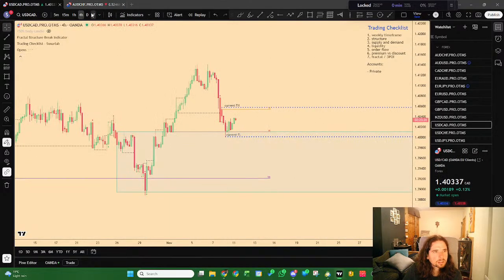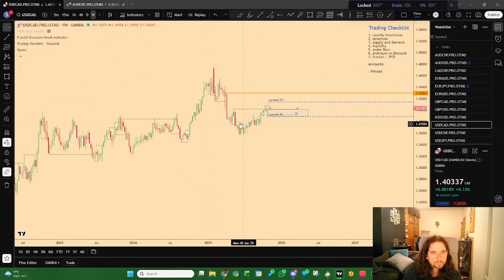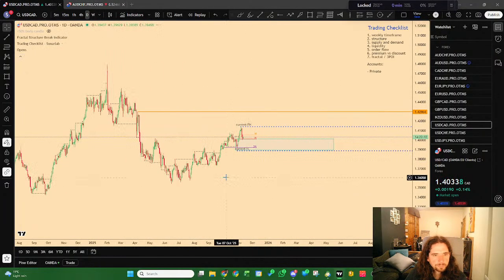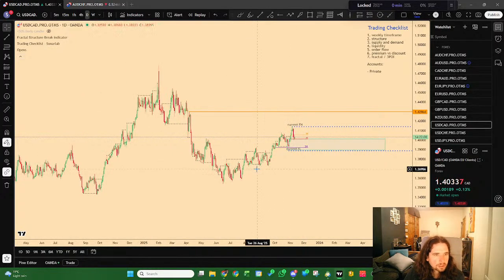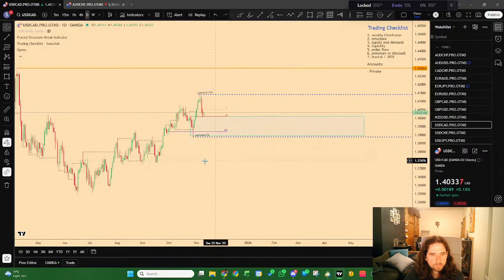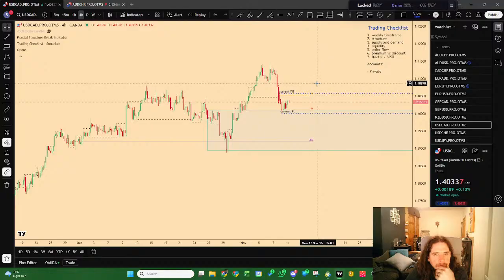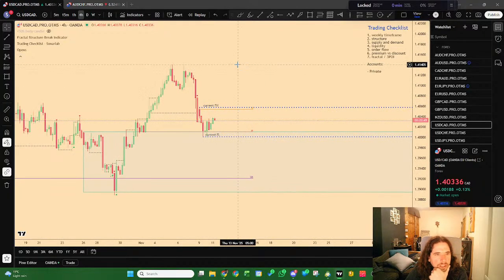USD CAD. Yeah, we're still bullish, quite strongly bullish, and in the daily we could probably say that we're recovering back into bullish. That's probably that point there. Yeah, so we're probably recovering. We had double tops there, and then we've gone down.